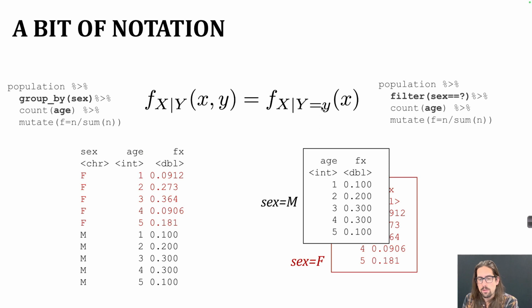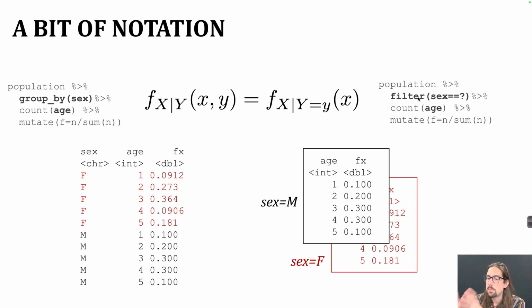I can do that for the 2 different values of little y. So let's say little y is sex, little y equals m. What's the density of age? And then what's the density of age where sex equals f? So I get these 2 different tables, which represent the conditional densities of x given y equals m and x given y equals f. And all I need to do is change what sex is here in the code from m to f, and that gives me one table or the other.